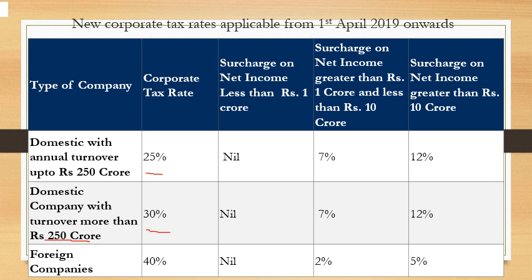Whereas for foreign companies the tax itself is 40%, and some foreign companies will have to pay even 50%, depending on the type of business they are making. And the surcharge for them, if it is between 1 and 10 crores, is 2%, and if it is more than 10 crores, it is 5%. This is the tax rate that the corporates need to pay.